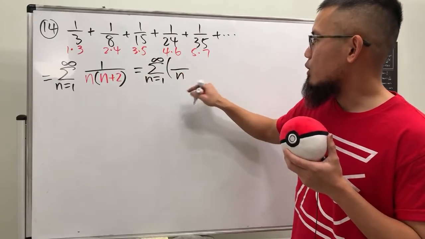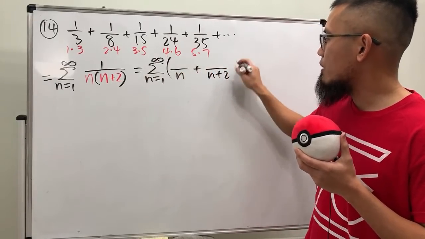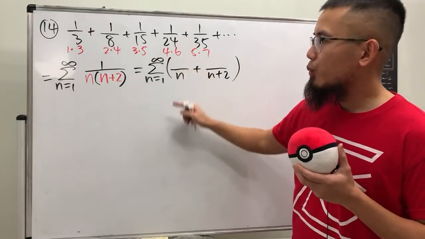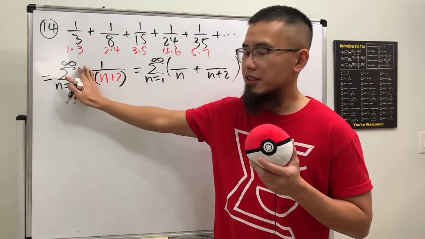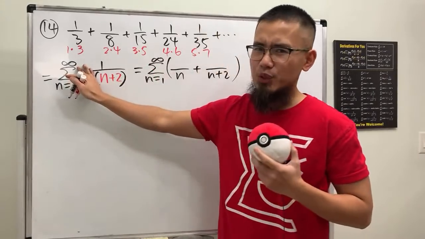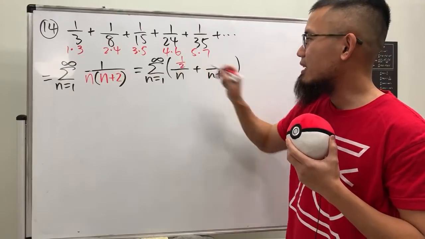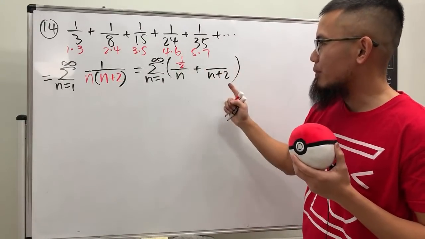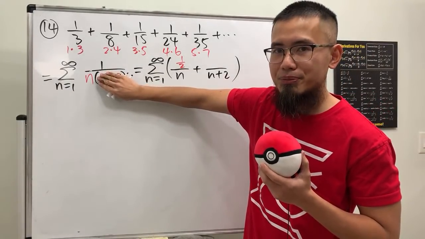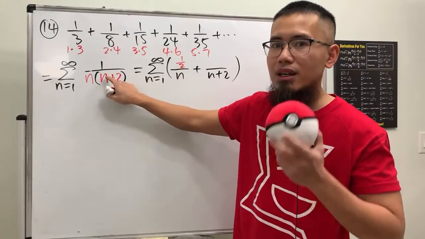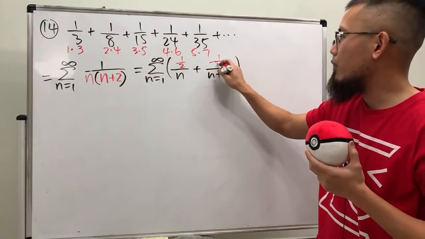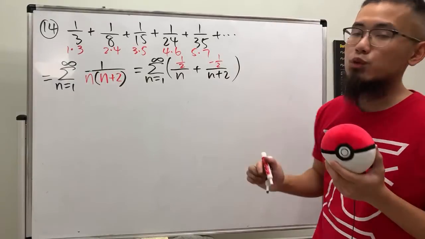So, some number over n plus some other number over n plus 2. Well, to figure out this number, we go back to the original, we cover this up, and we let n equal 0, and we put 0 right here, so we get 1/2. And then, to figure out this number, we go back to the original, we cover up the same denominator, n plus 2, and we let n equal -2. Put it here now, so we actually end up with -1/2. So that's what we have.